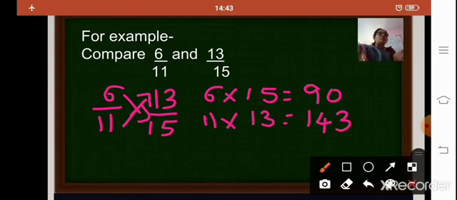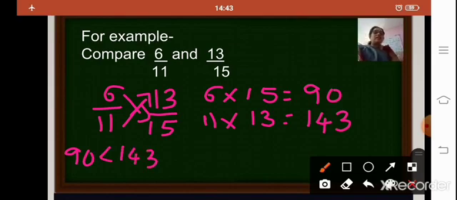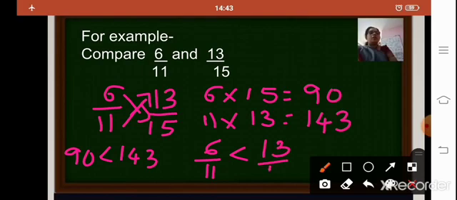143. Now here, children, 90 is smaller than 143. The product 90 is the answer of the first fraction, that is when you multiply 6 into 15. So here you can say that 6 upon 11 is smaller than 13 upon 15. So when you cross multiply, you will not change the order of the fraction. Here 90 is smaller than 143, so you can say that 6 upon 11 is smaller than 13 upon 15.